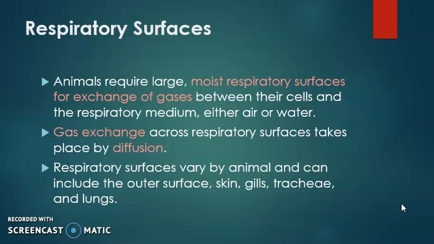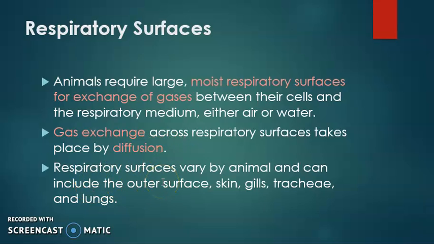Now between the cells and the respiratory medium, which could be air or water, gases have to be exchanged. So the surface where they exchange should be large, and it should also be moist. Gas exchange across respiratory surfaces takes place by diffusion, that is from higher to lower concentration.